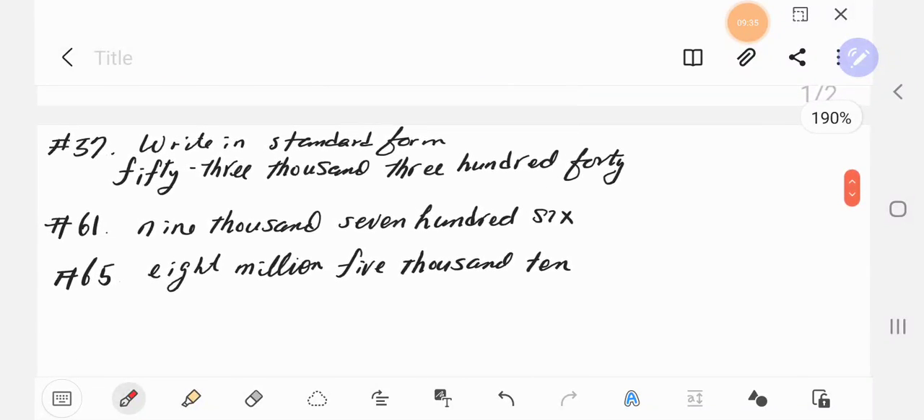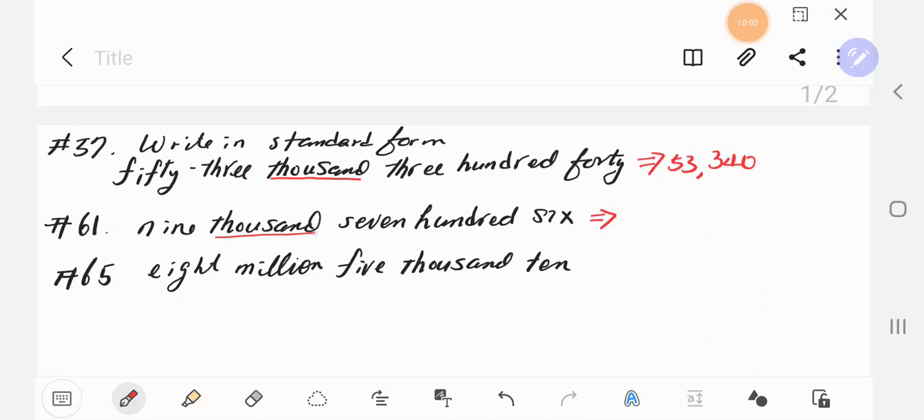Number 57. Write this number in standard form. Okay, 53,000. So we have 1,000. So this can be written as 53, right? 53. So 1,000 will be replaced by a comma. And 340. So this is 340. Okay, next, number 61.